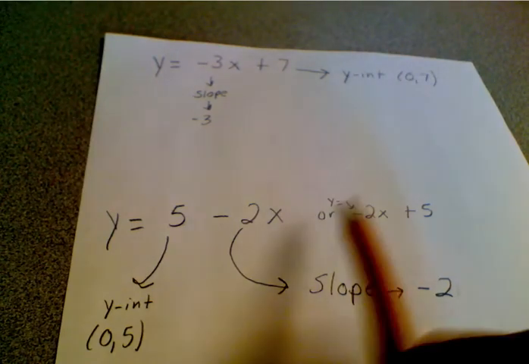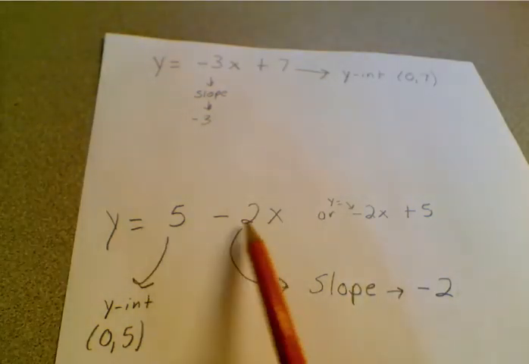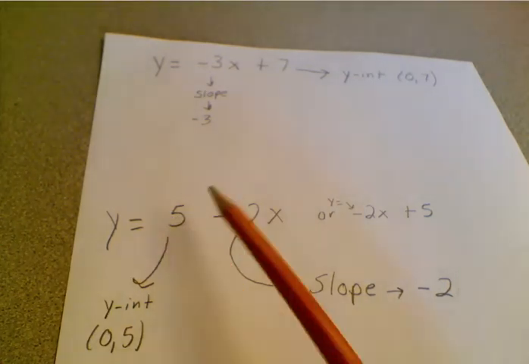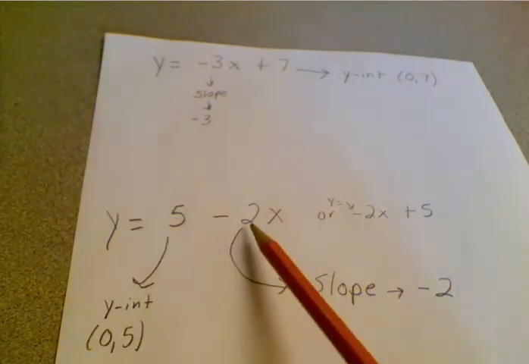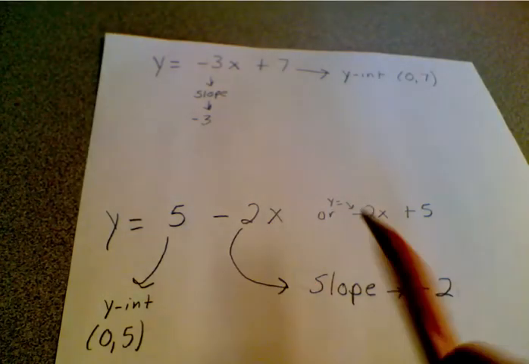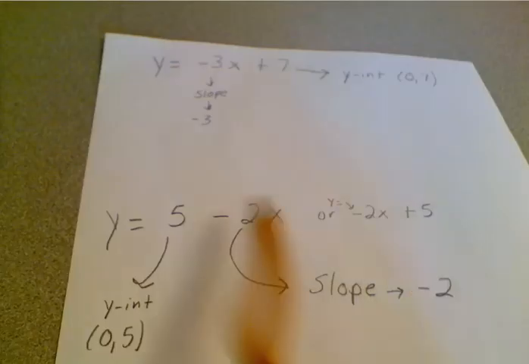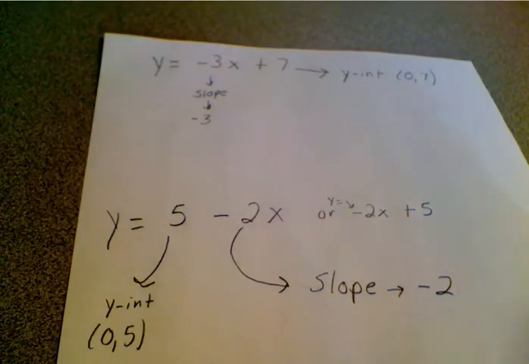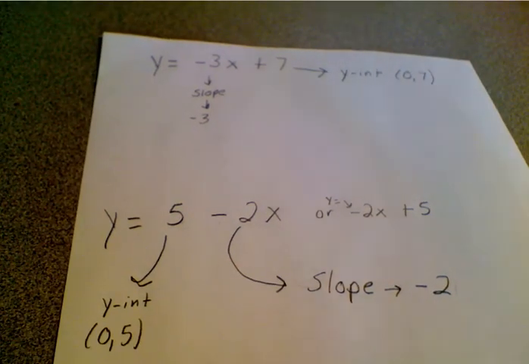So again, even if it's written like so, where the y-intercept is the first thing you see after the equal sign, and the slope is what you see next, it is still in slope intercept form, and I can identify my slope and my y-intercept. Just be aware of this. It's going to be important that you get to know and understand slope intercept form.